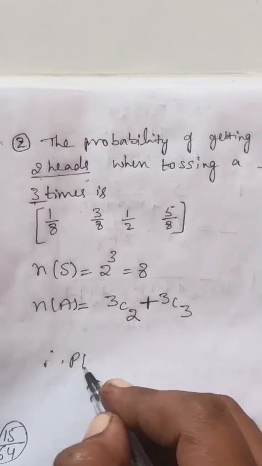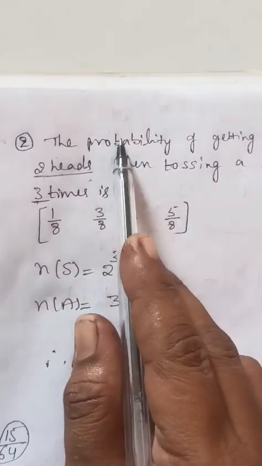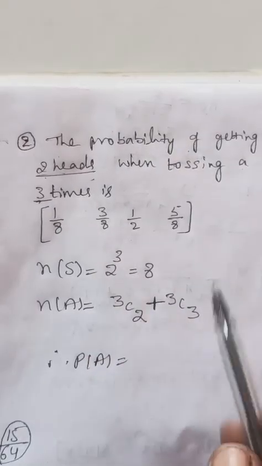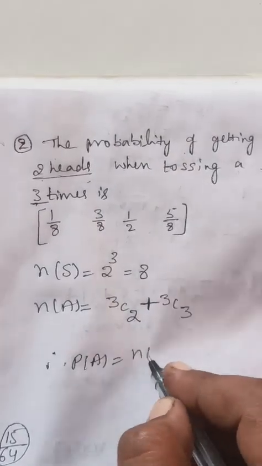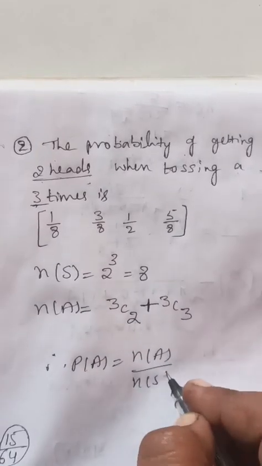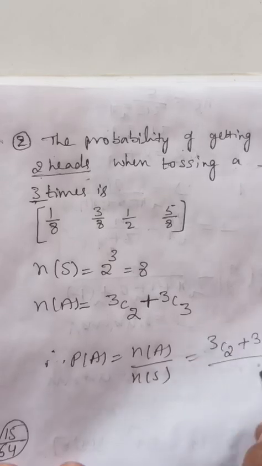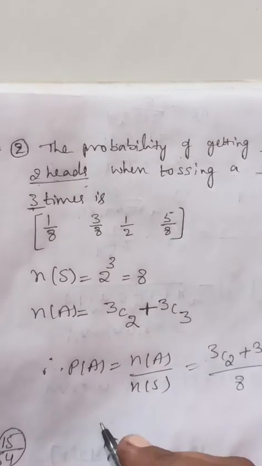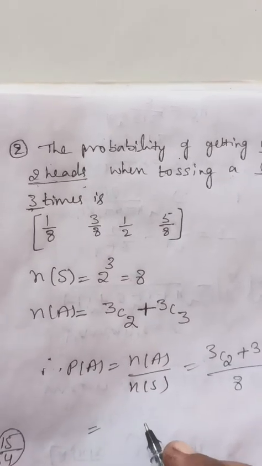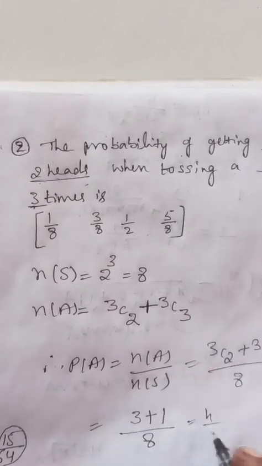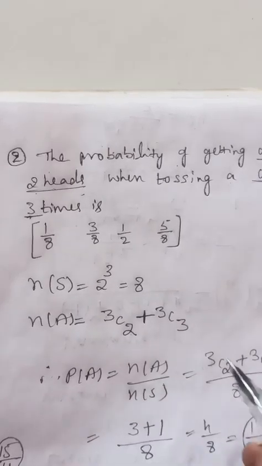And now P of A. So P of A represents the probability of getting at least 2 heads when tossing a coin 3 times. So P of A equal to N of A by N of S, which is equal to 3C2 plus 3C3 by 2 cube, which is equal to 8. And 3C2 is 3, 3C3 is 1. 4 by 8 is equal to 1 by 2. So 1 by 2 is the answer.